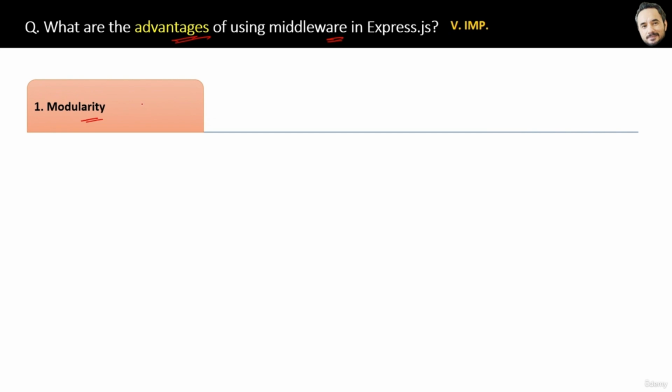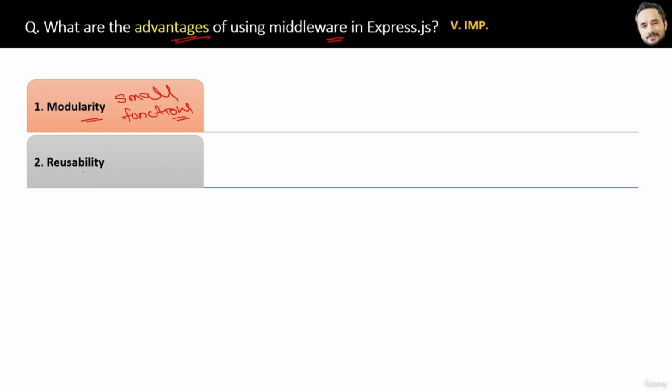Middlewares are like small functions, or you can say modules, that do a specific task. So, modularity: break down your application into smaller functions which you can reuse all over your application. So middlewares support modularity. Second advantage is reusability. Yes, you can reuse the same middleware at multiple places, which makes your application code easier to maintain.